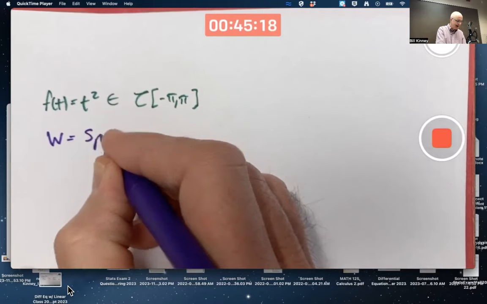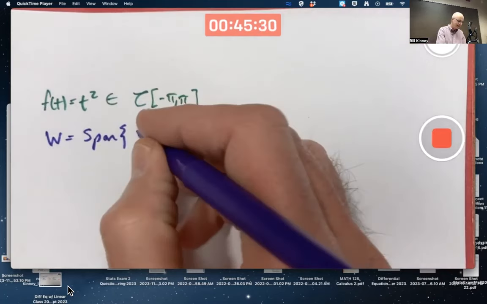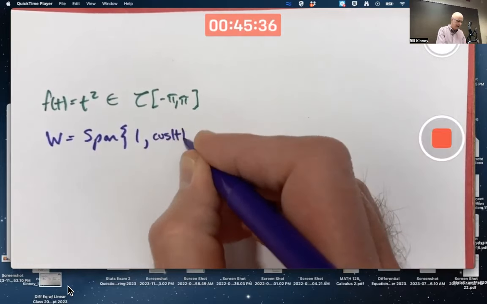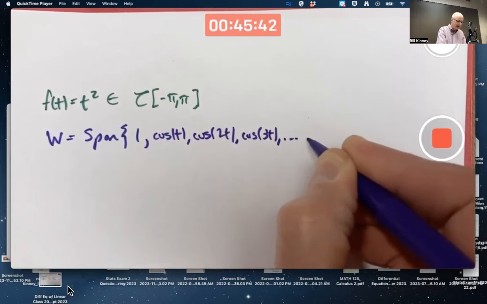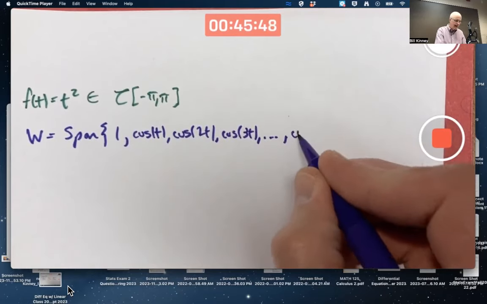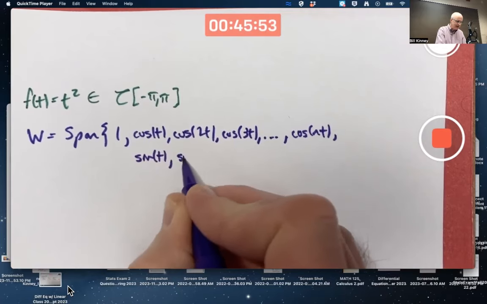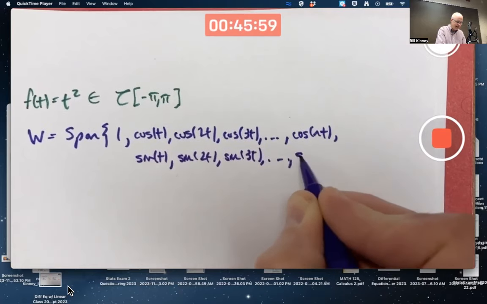Let W be the span of a finite collection of functions. And the collection of functions you want to pick for the sake of doing Fourier polynomials and Fourier series, well, you start with the constant function 1, then you pick cos t, cos 2t, cos 3t, etc. How far should I keep going? If I want a finite set, I better stop somewhere. Call the last one cos nt, and then sine t, sine 2t, sine 3t, etc. through sine nt.